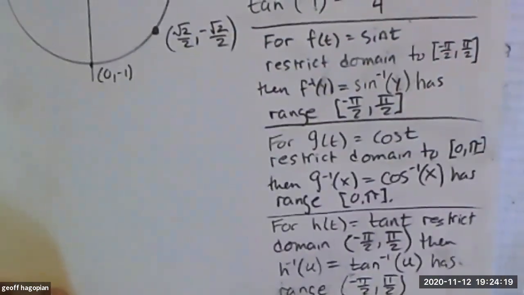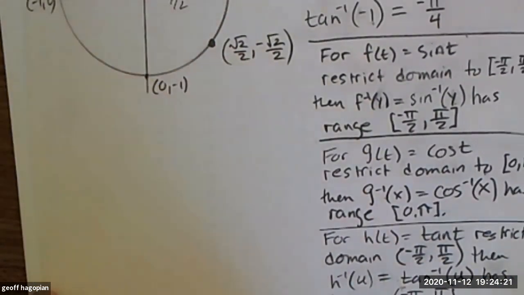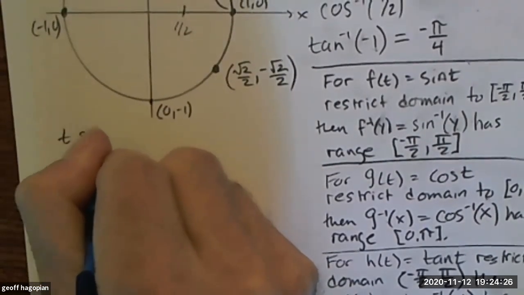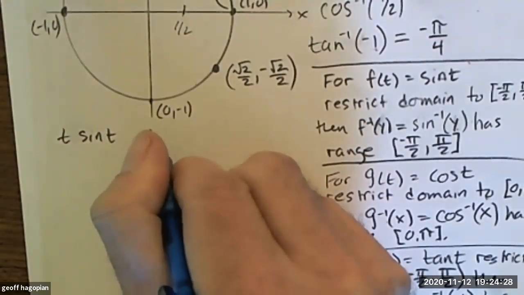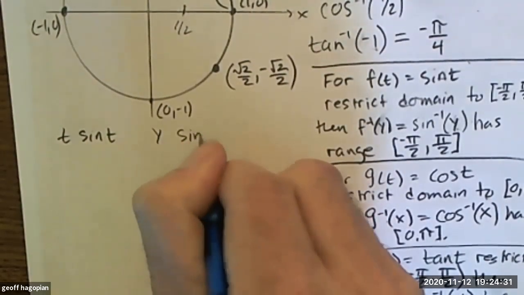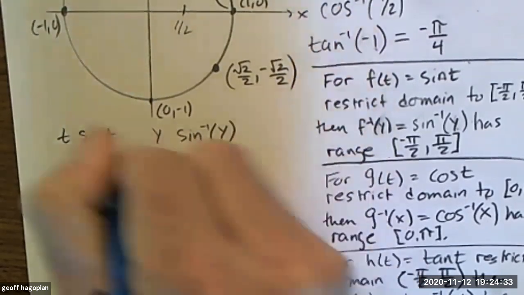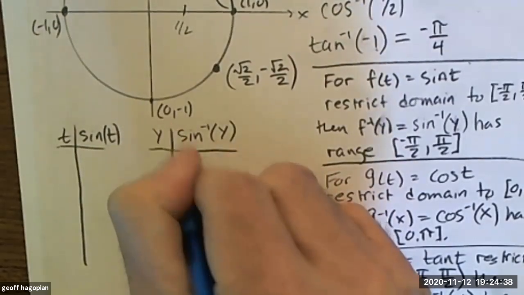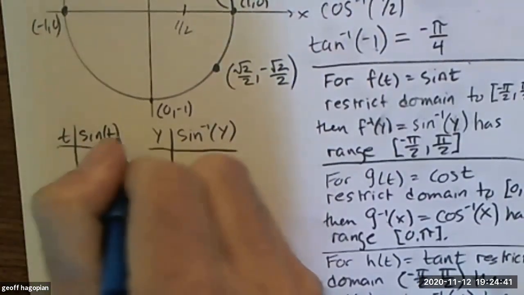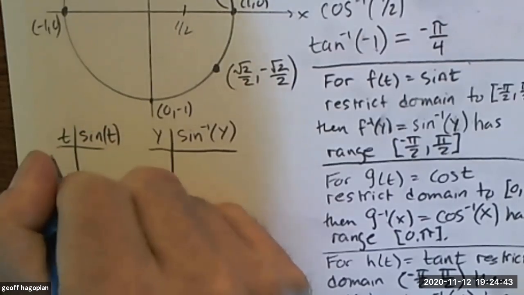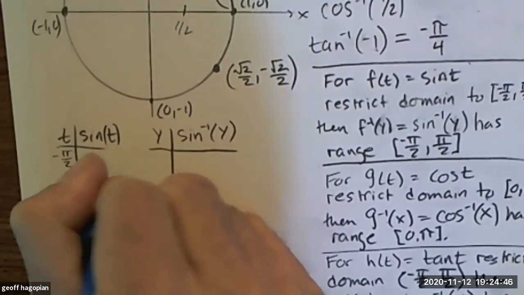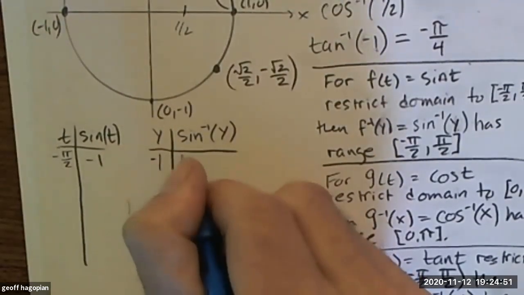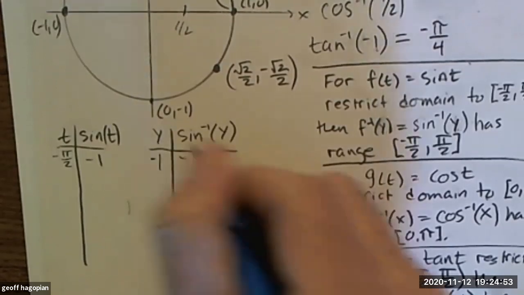And we can make tables of values for sine. Okay, so if this is t, this is sine t, then we can say here's y and here's inverse sine y, right? So we use parentheses. And so we restrict the domain to negative pi over 2 to pi over 2. So negative pi over 2, negative 1. That means that when y is negative 1, the arc that takes us there is negative pi over 2.